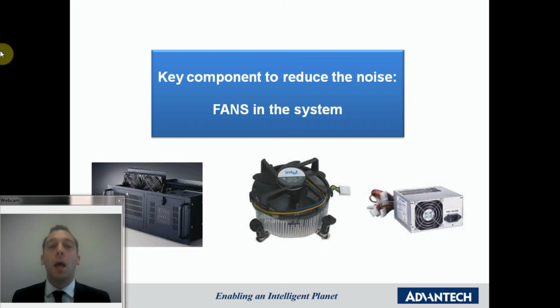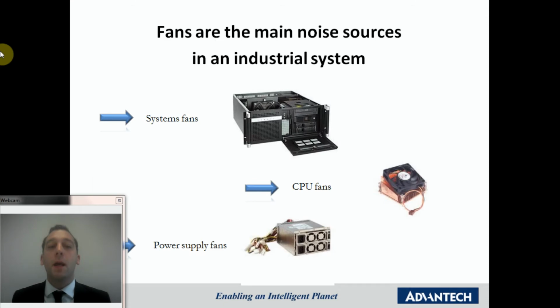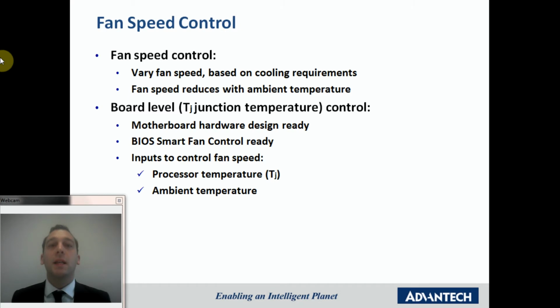For sure, a key component for acoustic performance is the fan. We are able to find fans in an industrial PC in the chassis, on the CPU, and for sure on the power supply. Advantech decided to enable fan speed control. It means that we are able to modulate the speed of the fans, and this speed is driven by our mainboard. Our mainboard gets the information from the internal chassis temperature, from the CPU temperature, and from the CPU power.